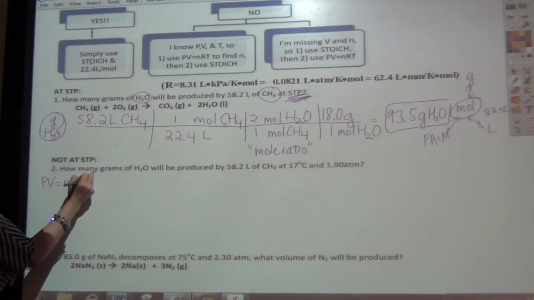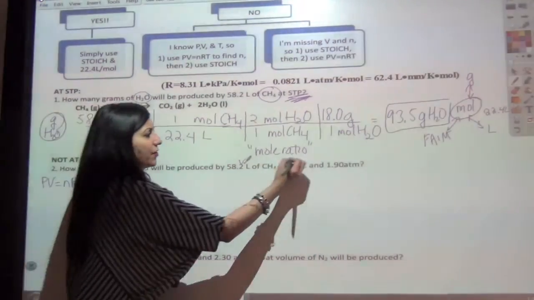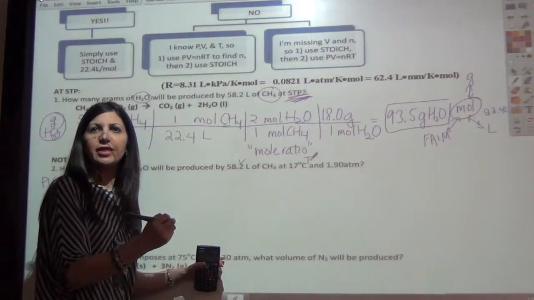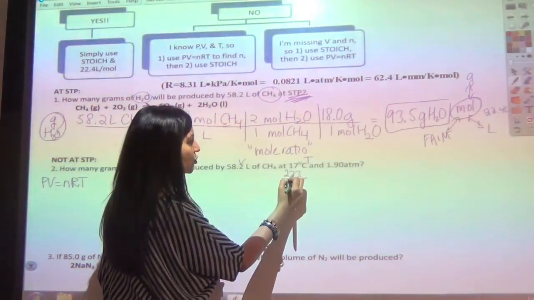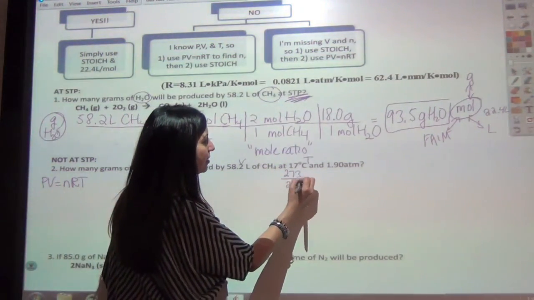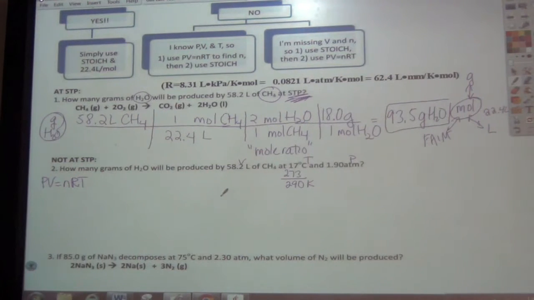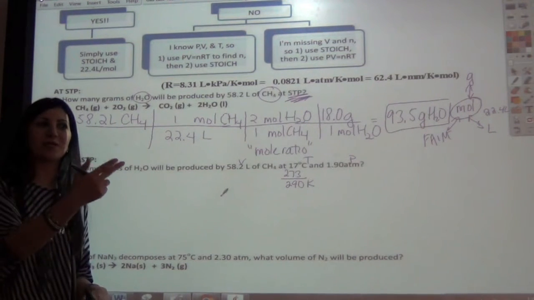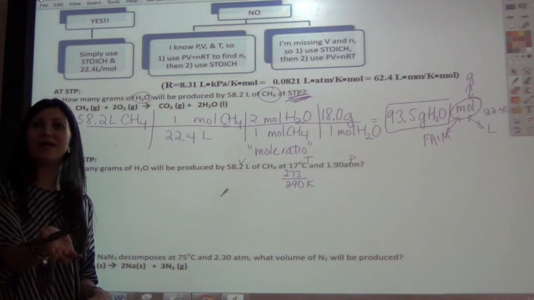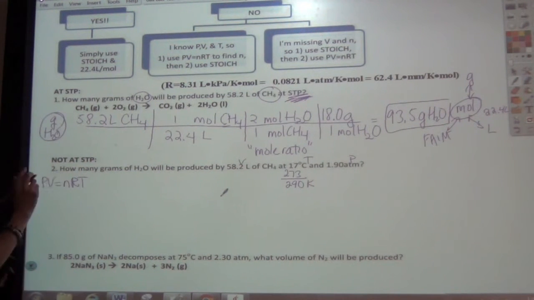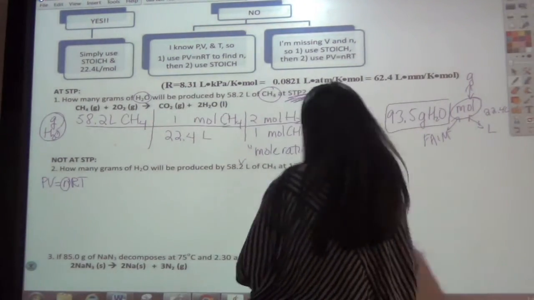So PV equals nRT. So I know that this is my volume. I know that this is my temperature, but what do I have to do to it? Add 273. Add 273, very good. So that gives me 290 Kelvin. And this is my pressure. Okay, so I know I have a V, a T, and a P, and I can figure out my R. So what's the only thing I'm missing? N. Awesome, very good. Okay, so the only thing that I don't have is my moles.